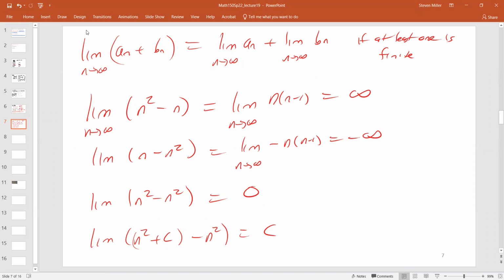As long as one of the expressions is finite, then the limit of a sum is the sum of the limits. But if both expressions blow up, I can't say the limit of the sum is the sum of the limits because I could have infinity minus infinity. I don't know what infinity minus infinity is.